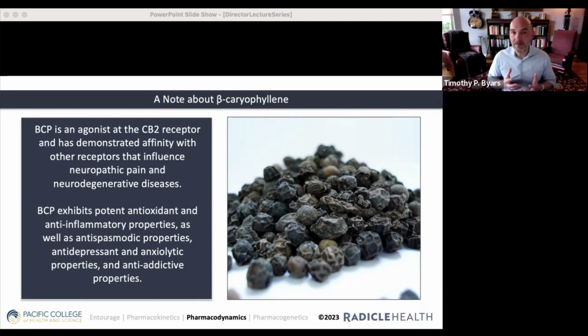BCP exhibits such potent anti-inflammatory properties that there are some researchers who think it should be classified as a cannabinoid rather than as a terpene. And in one study, as an anti-inflammatory, it was more effective than some synthetic cannabinoids. So we see that it can exhibit potent anti-inflammatory properties in multiple models of human disease, as well as antispasmodic properties. It has antidepressant, anxiolytic, and anti-addictive properties.